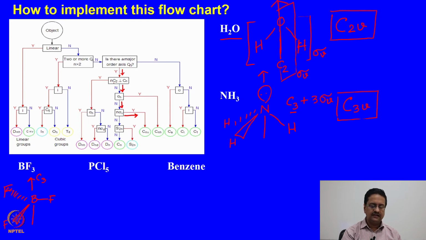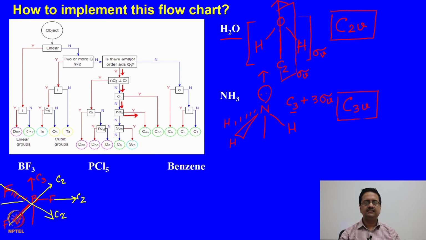Next question is asked, does it have 3 perpendicular C2s? The answer is yes, because this axis is a C2, this axis is a C2 and that axis is a C2, and all these 3 C2s are perpendicular to the C3. So, the answer is yes.